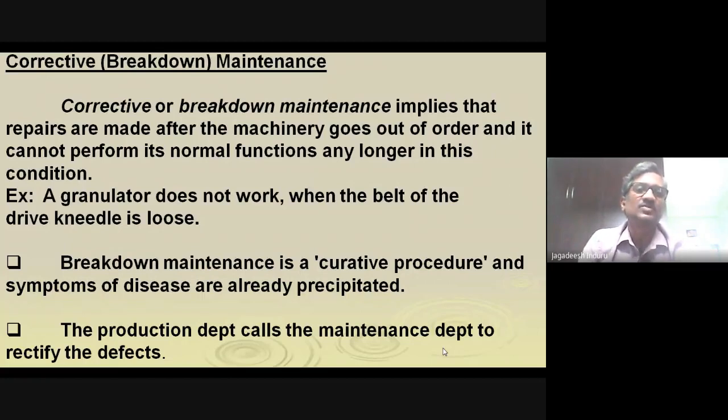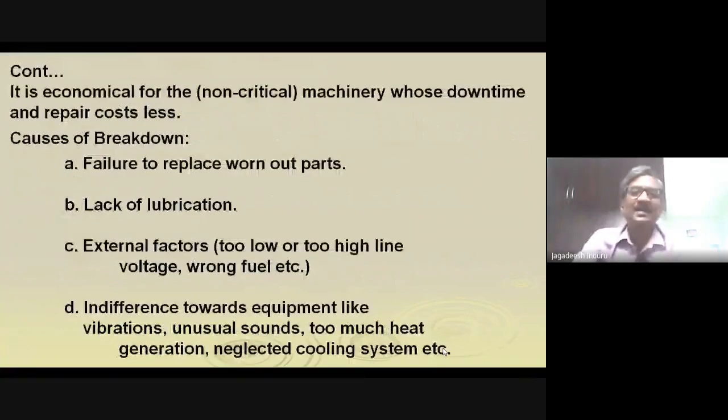We should not wait till the breakdown occurs. This is actually the worst type of maintenance procedure, but most of the time it occurs in small factories. They think that breakdown is cheaper than preventive maintenance. So breakdown maintenance is a curative procedure. It is not a preventive procedure, where the symptoms of the disease have already precipitated. The production department calls the maintenance people, that is the engineering people, they rectify the defects, and it is economical for non-critical machinery. Like you have got hoppers, and small standalone buckets or such things.